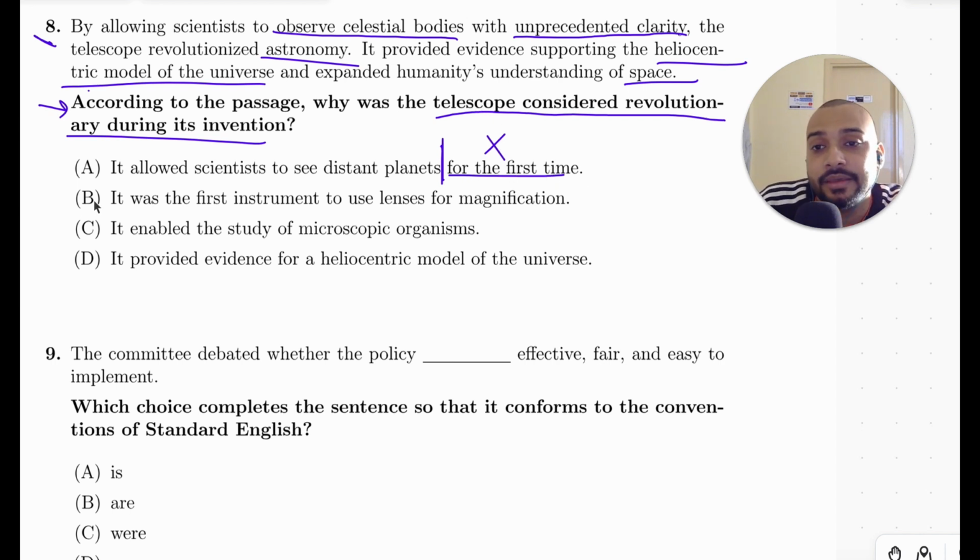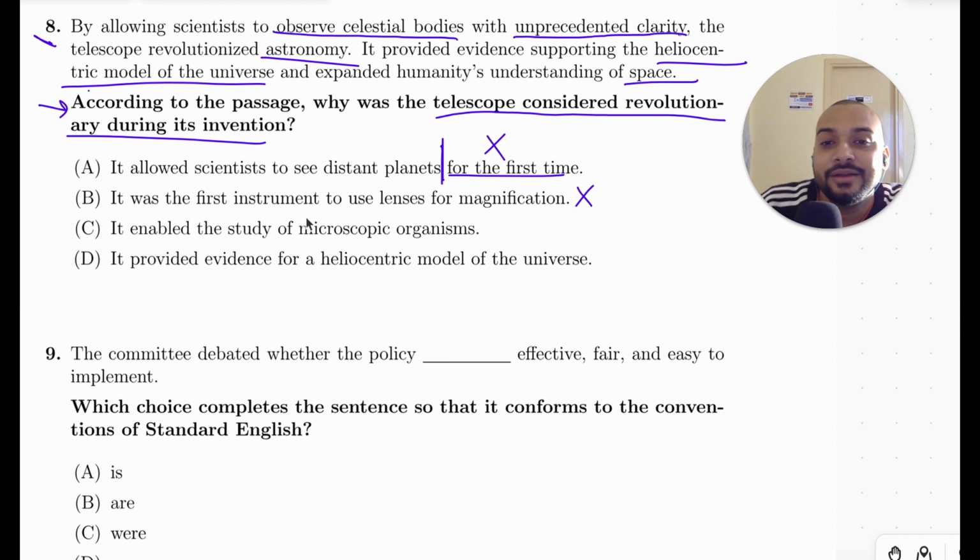So no. It was the first instrument to use lenses for magnification. That's additional unnecessary information invented or generated for us. We'll understand it this way only: whatever was not written in the passage is invented or generated additionally.